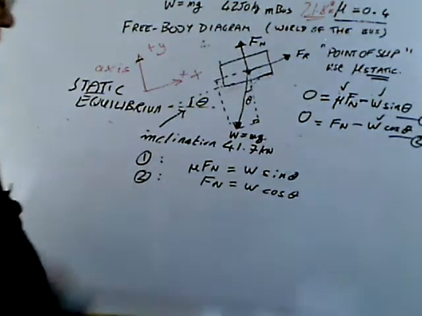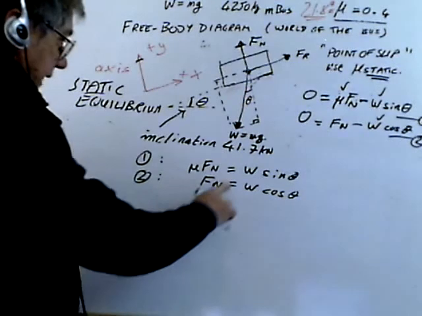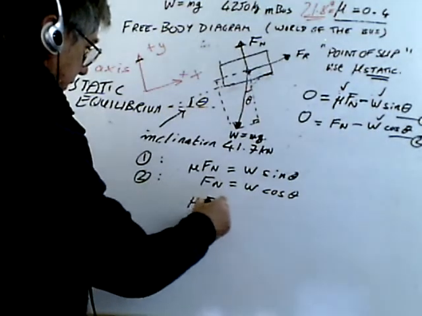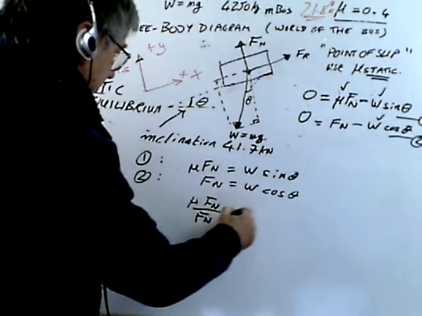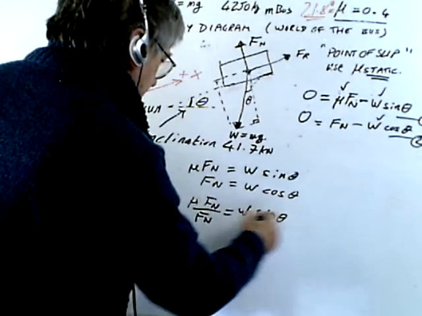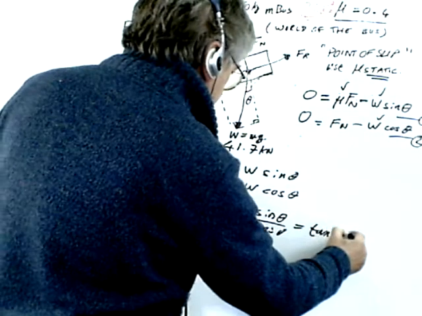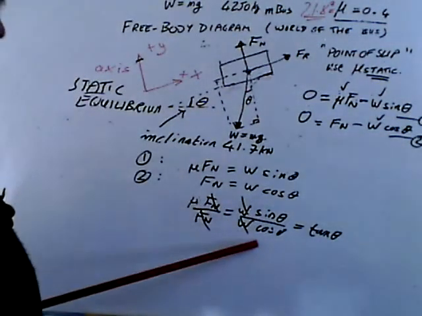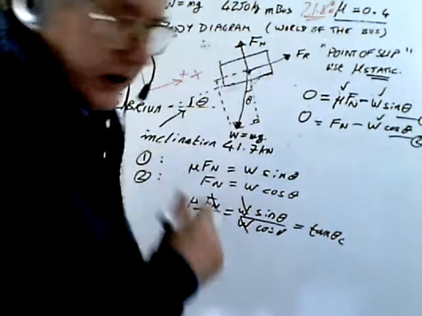Okay, so I'm just rewriting the two equations like that. I hope you can see that if I divide equation 1 by equation 2, I'm going to get mu Fn over Fn is W sine theta over W cosine theta, and that is equal to tan theta, because the W's cancel, in fact the Fn's cancel as well. Now this is an interesting little equation because that gives what we call actually the critical angle. It is the maximum angle, it's called the critical angle.